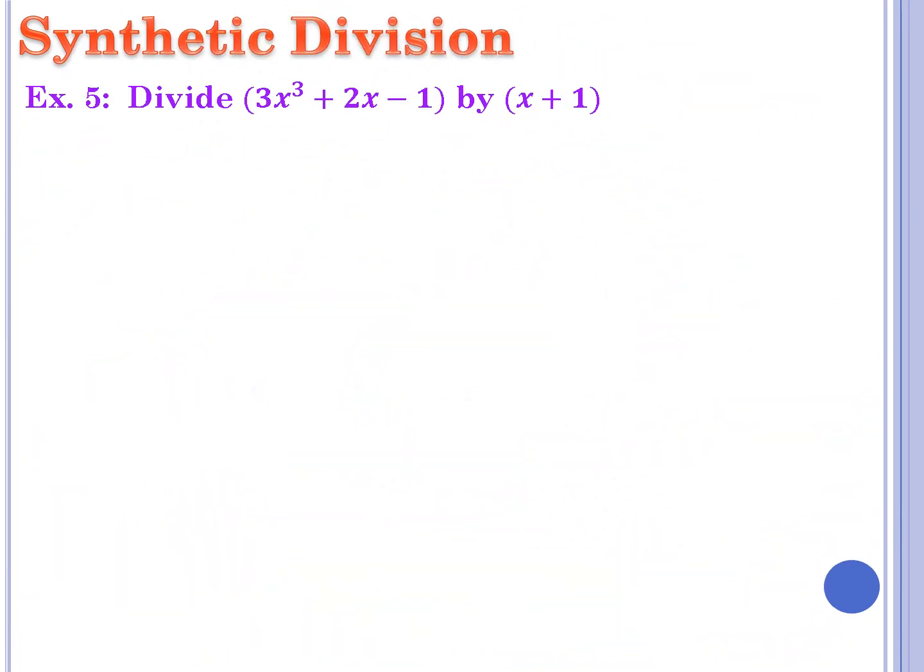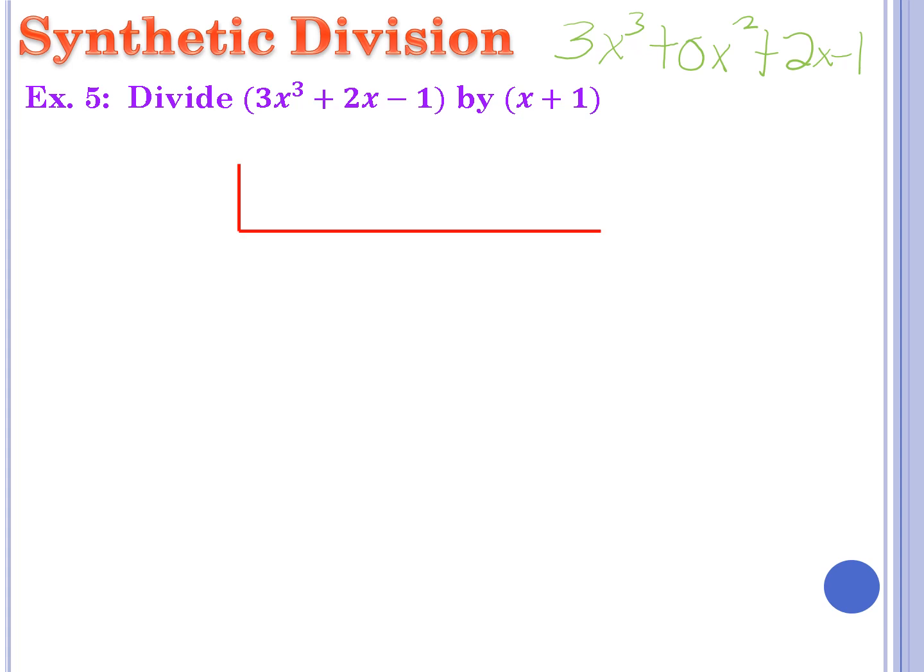Okay, let's try another one. They want us to divide 3x cubed plus 2x minus 1 by x plus 1. So I'm looking and I'm like, well, I have an x cubed, but then an x. I'm missing my x squared term. So if this was long division, I would write it as 3x cubed plus 0x squared plus 2x minus 1. So I still have to have a 0 term.